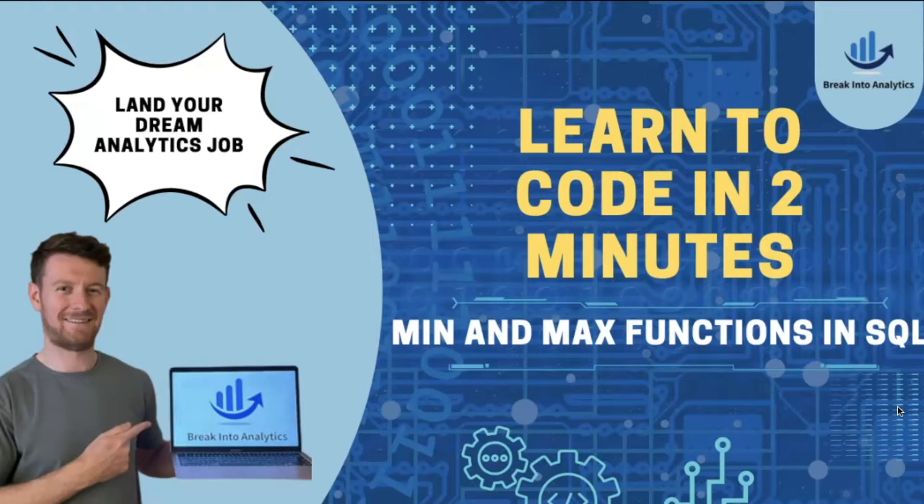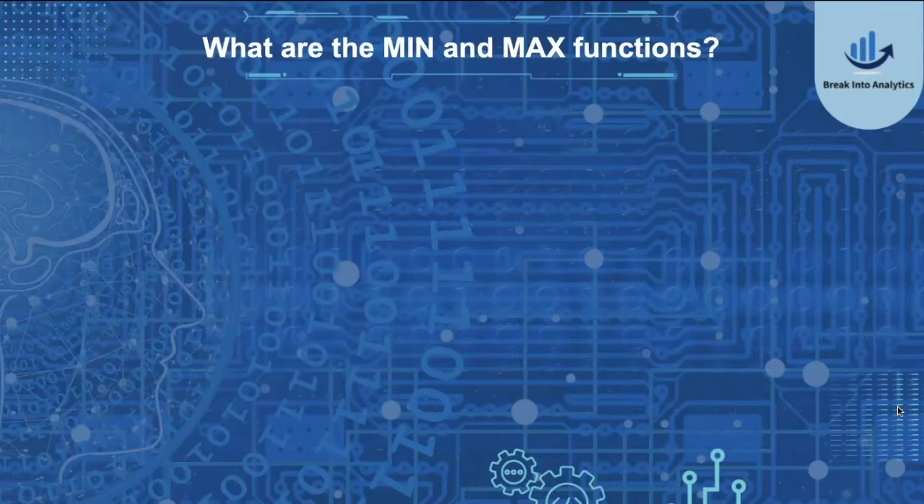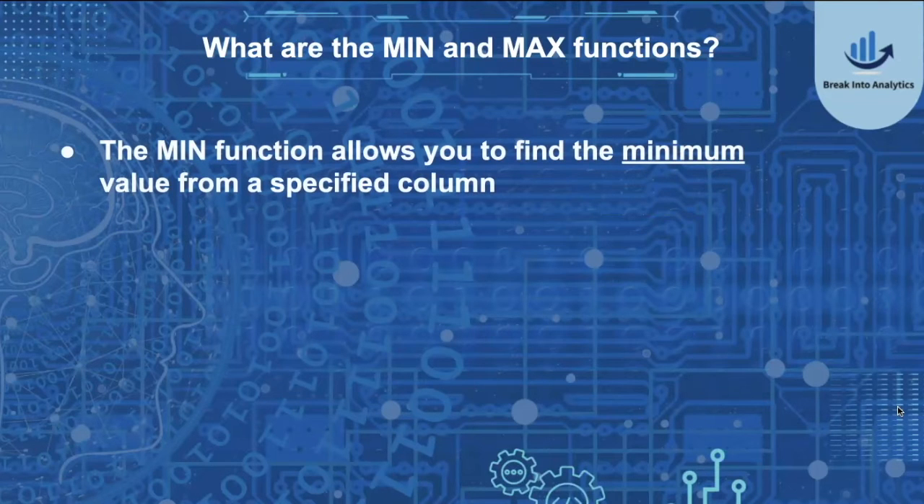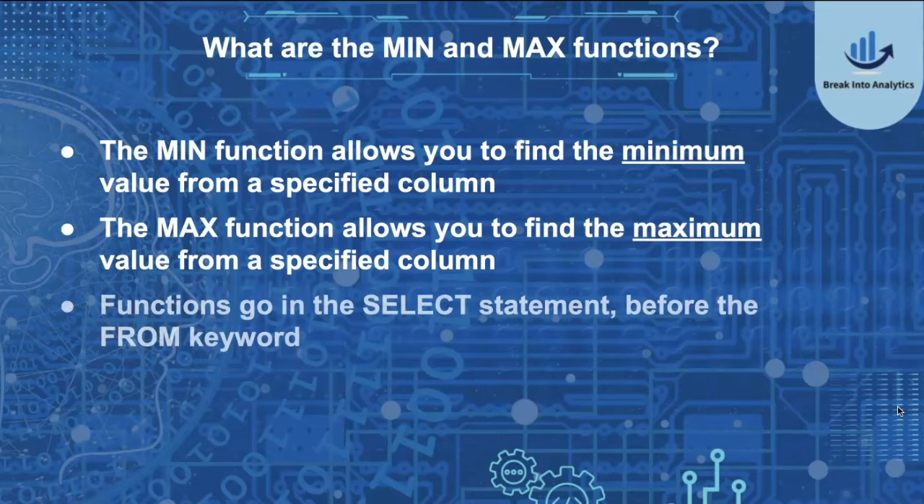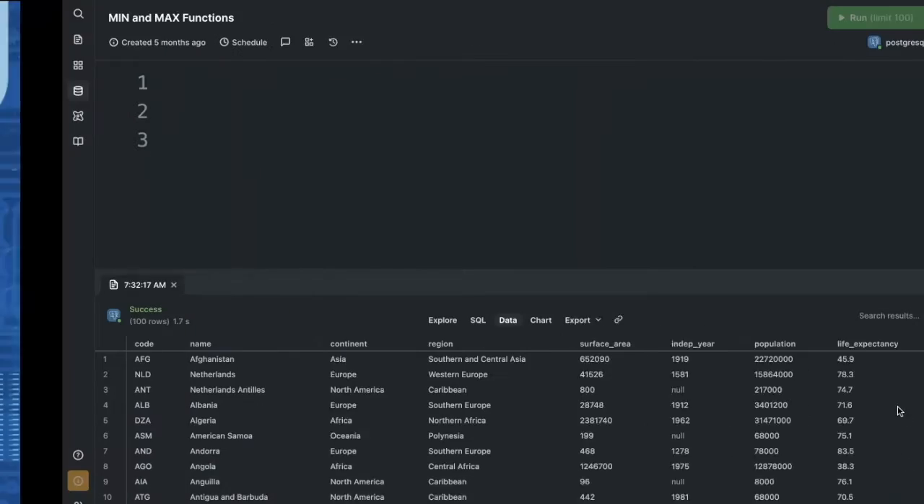Hey everyone, in today's 2-minute tutorial, we're going to be learning about the minimum and maximum functions in SQL. So what are the min and max functions? The min function allows you to find a minimum value from a specified column in your table, whereas the max function allows you to find the maximum value from a specified column. So all functions, including the min and max function, go in the select statement right before the from keyword. So let's take a look at how to use this.